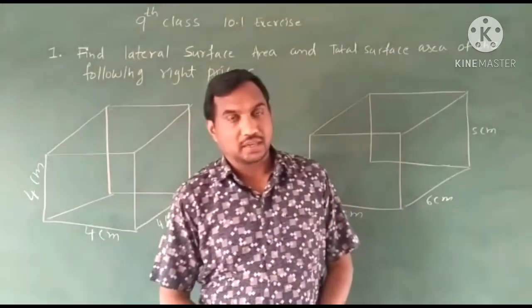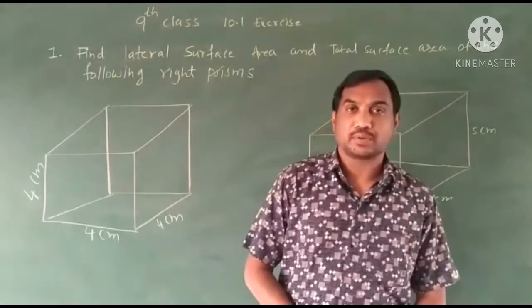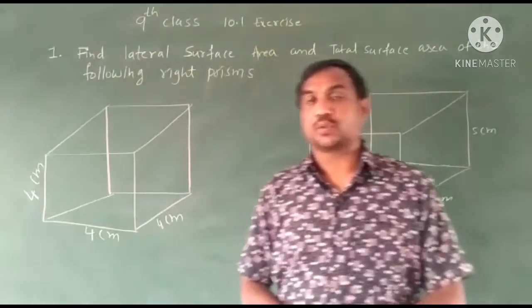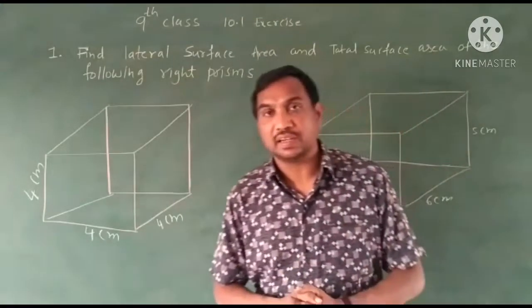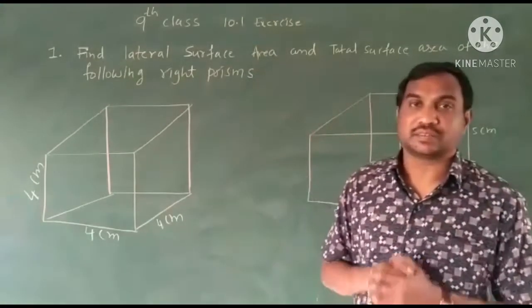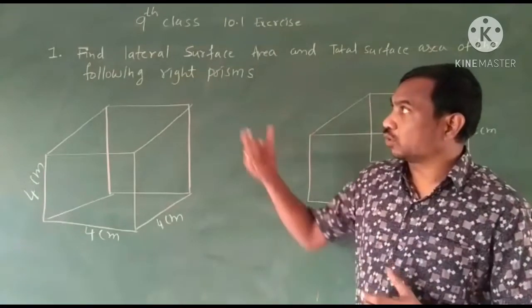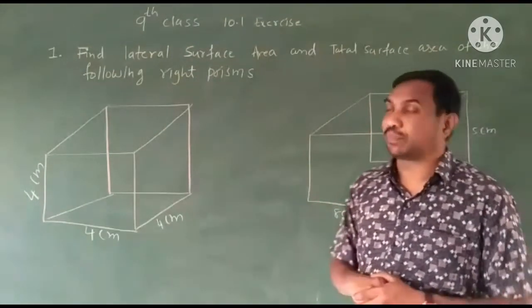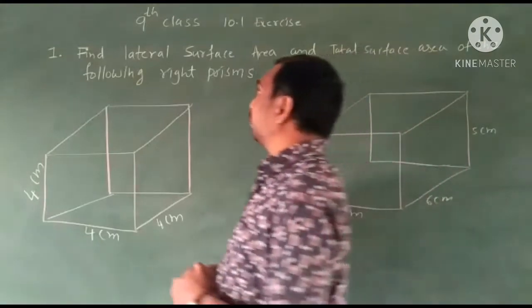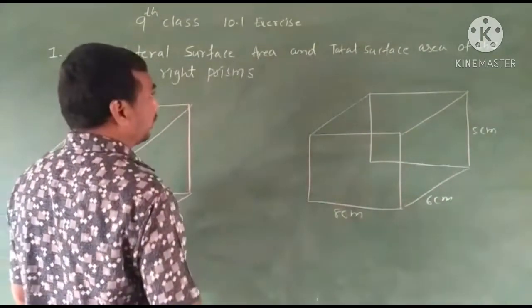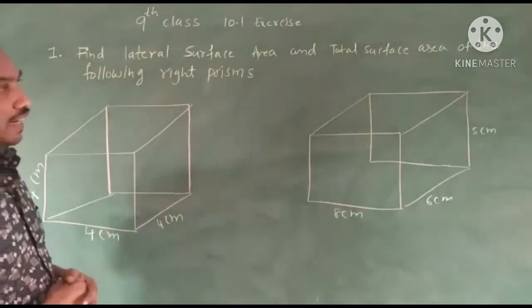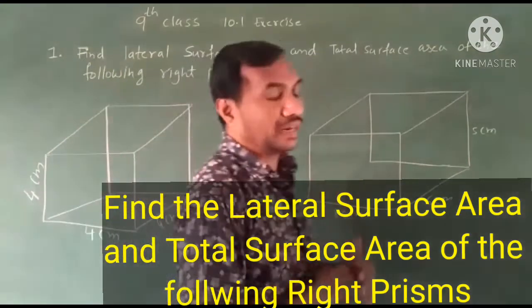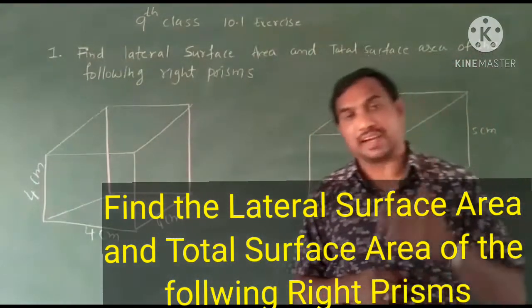Good morning, students. Earlier we discussed the concepts related to finding the total surface area and lateral surface area of three-dimensional objects. Here the question is given. This is question 10.1 exercise. First problem: find the lateral surface area and total surface area of the following right prisms. In an earlier video I discussed what a right prism is.